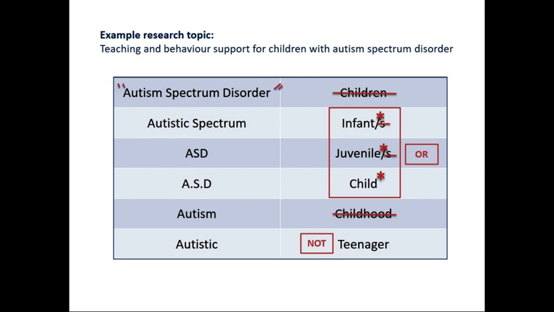So you put quotation marks around the phrase, and that tells the database that you only want it to search for those words when they're together. And you can do the same for autistic spectrum as well. So I think we'll leave the ones at the bottom because autism and autistic are both very general terms, and so you don't want to restrict your searches down too much.